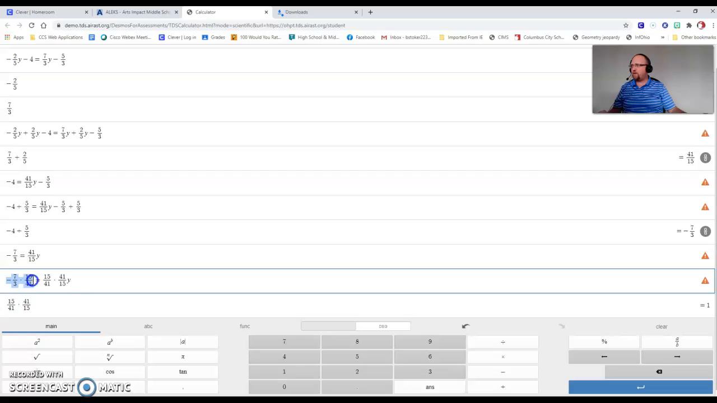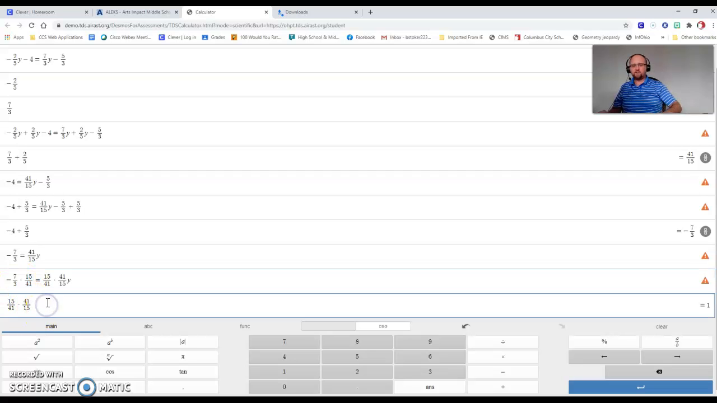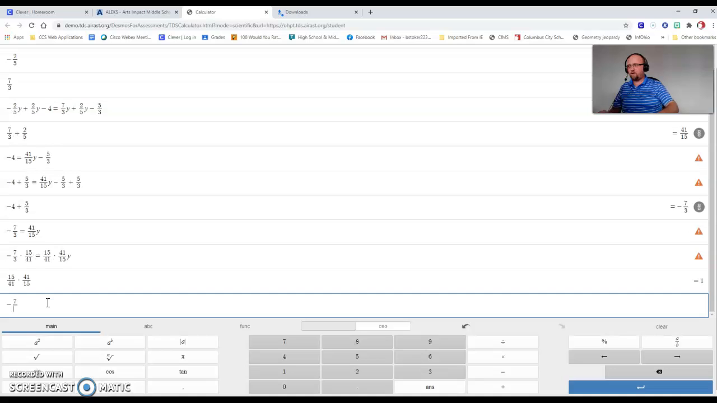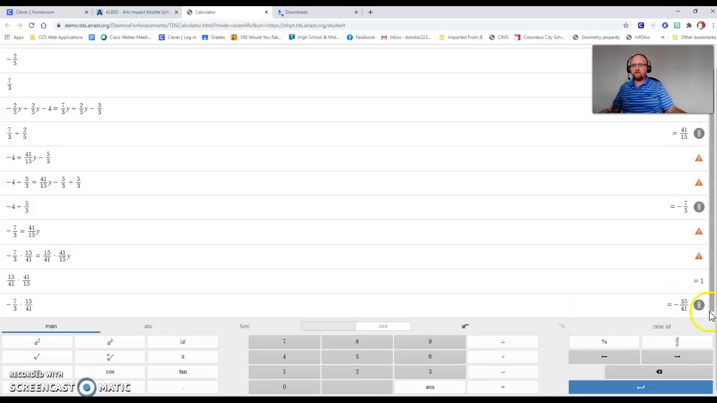So what I need to do here is this. This is the main part. So now I just need to do negative 7 divided by 3 times 15 divided by 41, and that will equal y. And to find out what that value is, I'm just going to enter that, and I get this little number, and I'm just going to click convert to a fraction, and that is negative 35 over 41. So I'm going to write down y equals negative 35 over 41.